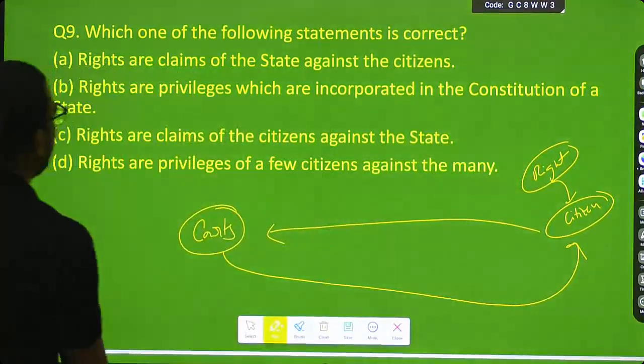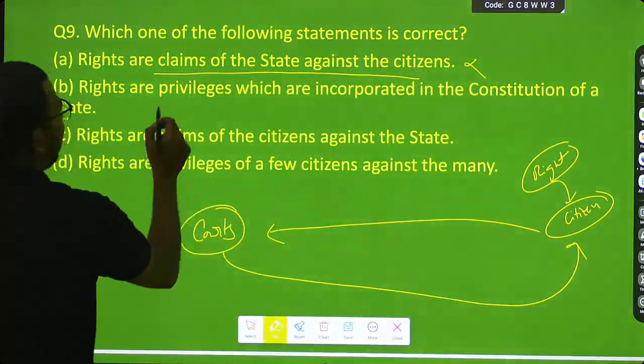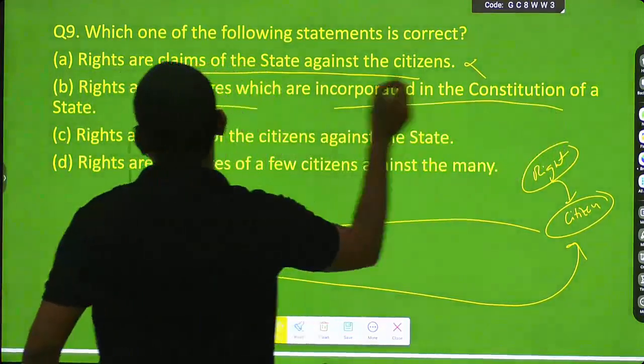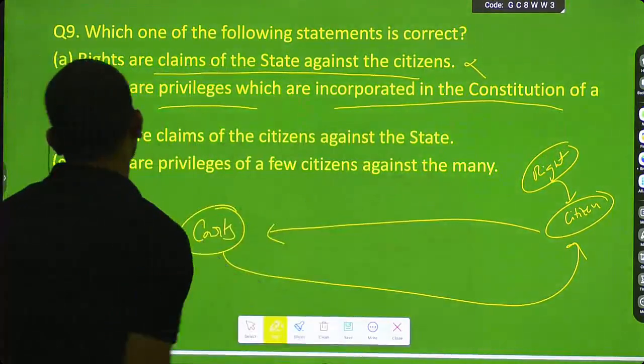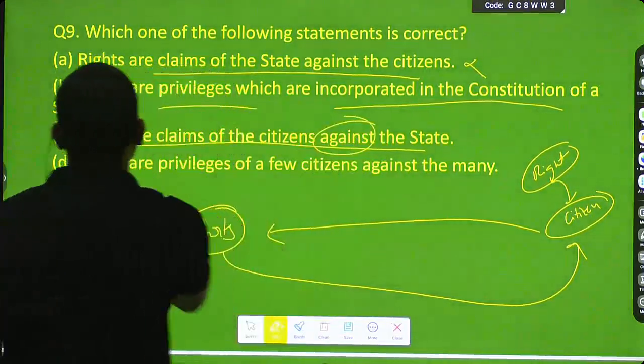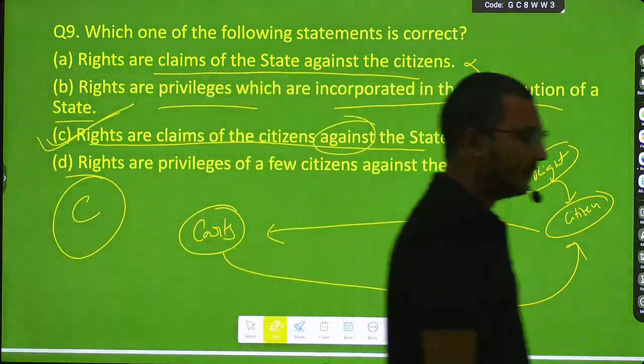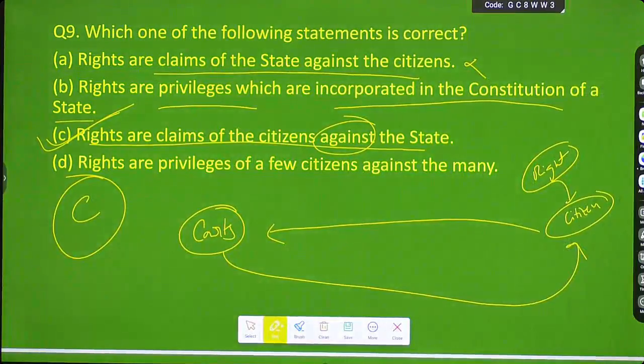So rights are claims of the state against the citizens. No. Rights are privileges which are incorporated in the constitution of a state. No. Rights are claims of citizens against the citizen. This is correct, and your answer is option C.